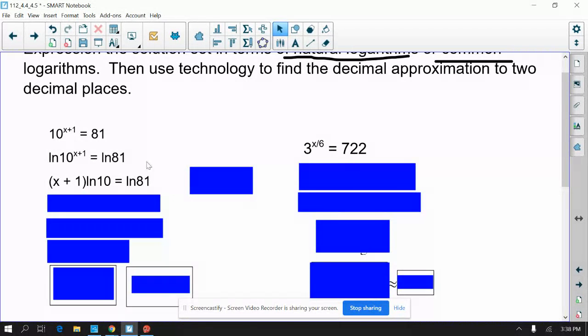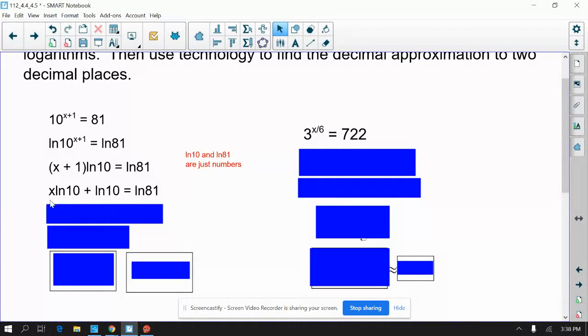And then now what? How am I going to get x by itself? Well, remember, natural log of 10 and natural log of 81 are just numbers. They fit somewhere on the number line. I can go to my calculator and press natural log of 10 to figure out exactly what it is, but it's just a number. So I can distribute a number. This is multiplication plus addition. So I'll just distribute natural log of 10. So I have x times the natural log of 10 plus 1 times the natural log of 10.